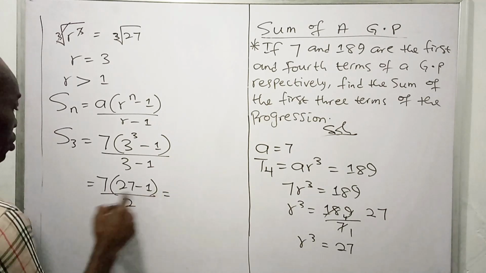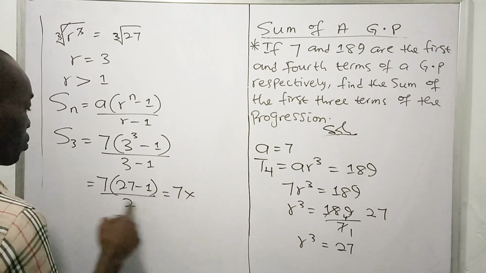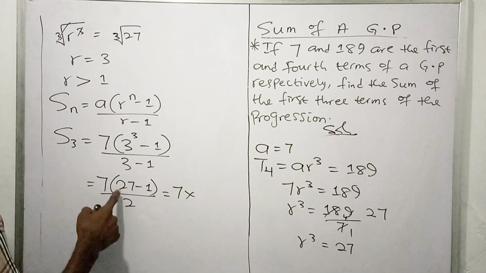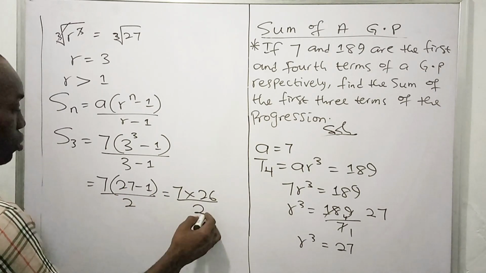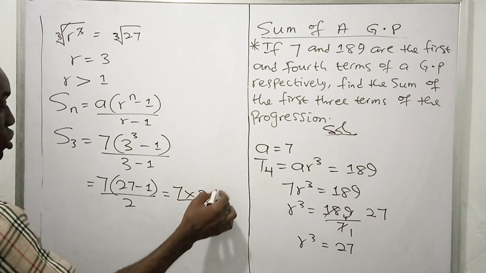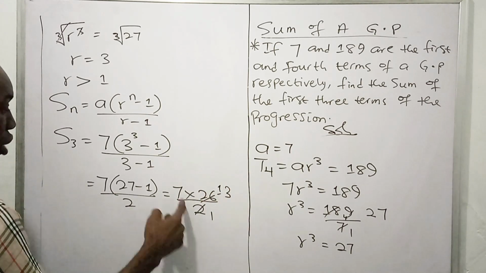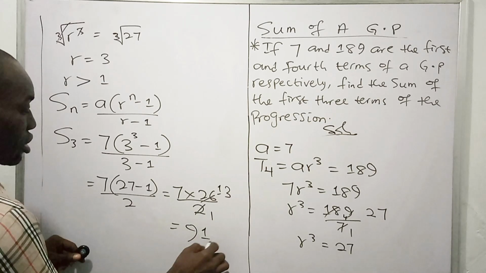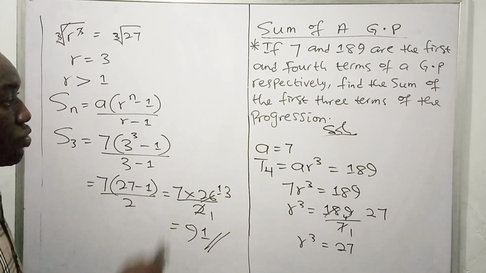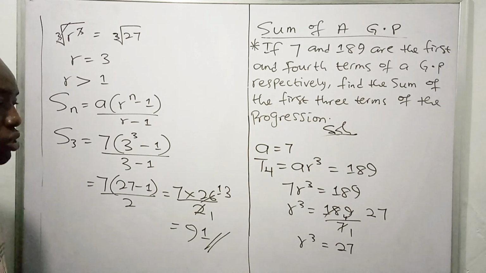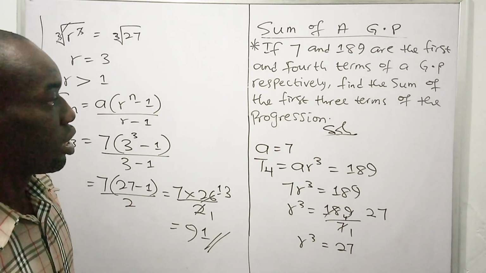So here we're going to have 7 times, the sign here is multiplication, then 27 minus 1, that will give us 26. Our denominator is 2. Then from here, 2 into 26 is 13. If we multiply 7 and 13, that will give us 91. And that becomes the sum of the first 3 terms of this particular GP. So that's the size of our lecture for today.